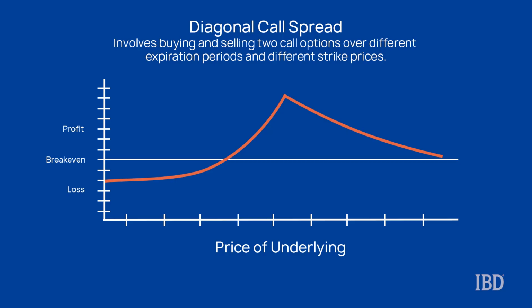So with that thesis in mind, we're going to take a look at a strategy known as the bullish diagonal call spread in Apple. A bullish diagonal call spread is constructed using call options, as the name suggests. It is used when investors expect the underlying stock price to go up.